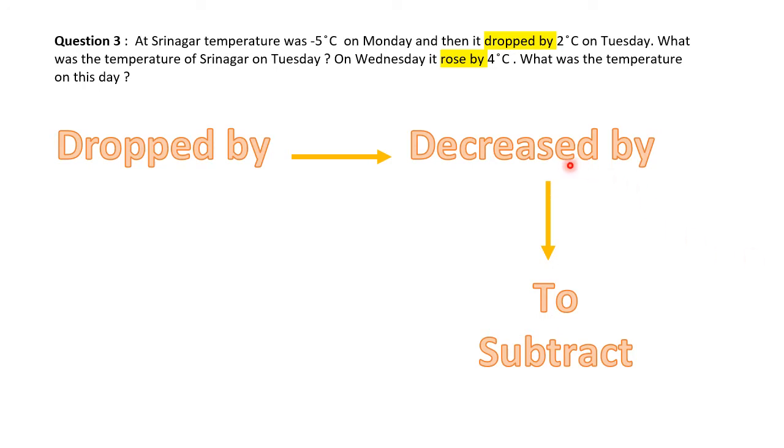Dropped by means decreased by. If you decrease something, it is called dropped by, okay? So to drop by means to decrease by. And how do you decrease something? We subtract it, right? In order to decrease something, we subtract something from it, right? So that is what dropped by means.